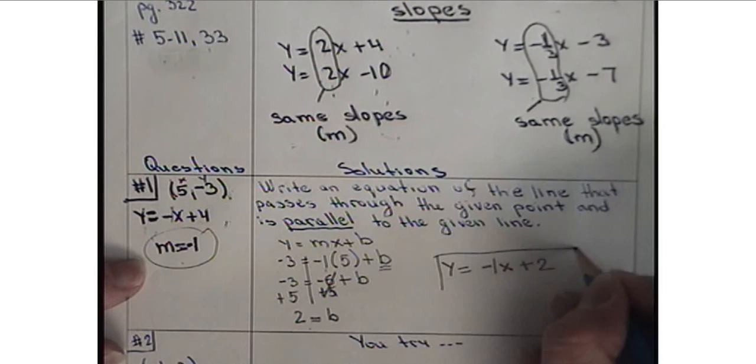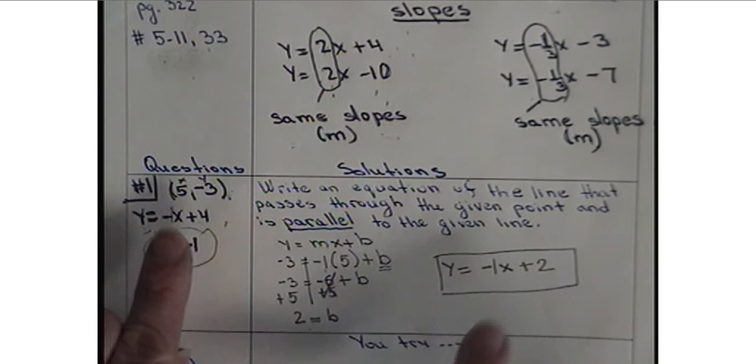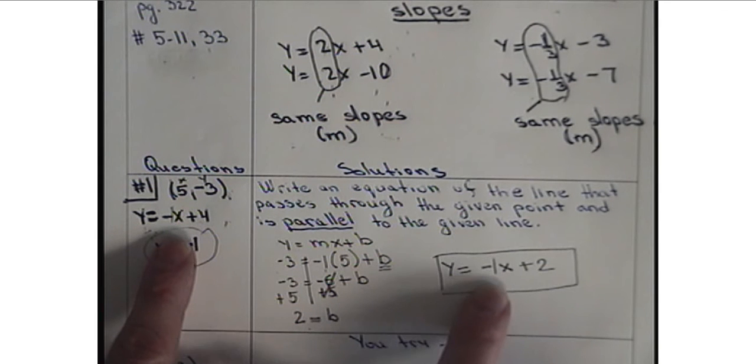So that will be the equation of the second line. This is the equation of the first line. If we compare those two, we do have parallel lines because both of the slopes are -1.